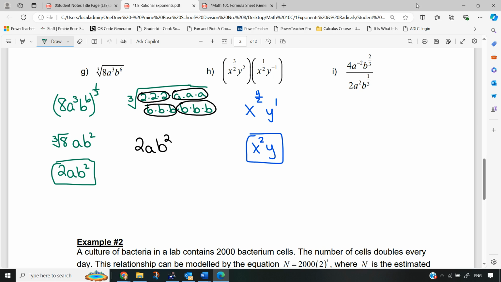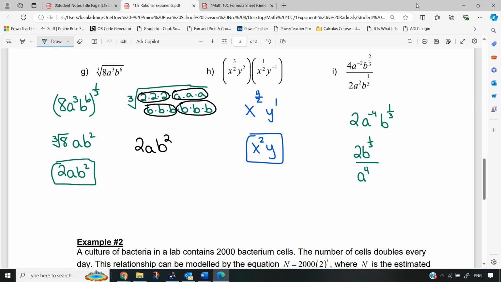And finally, we have 4a to the negative 2 times b to the 2 over 3 divided by 2a squared b to the 1/3. So 4 divided by 2 is 2. Negative 2 minus 2 gives me negative 4. And 2/3 minus 1/3 is 1/3. Again, we want to leave our final answer with positive exponents. So this is going to be 2 times b to the 1/3, all divided by a to the 4th.